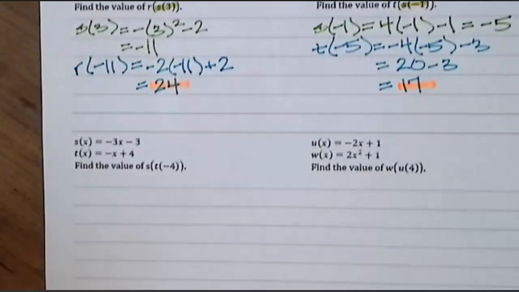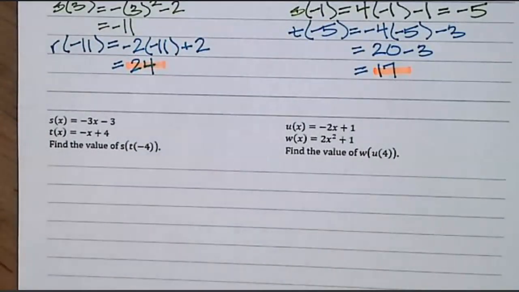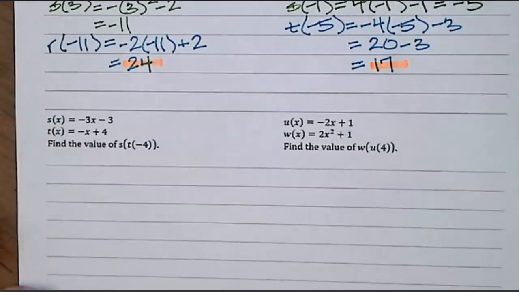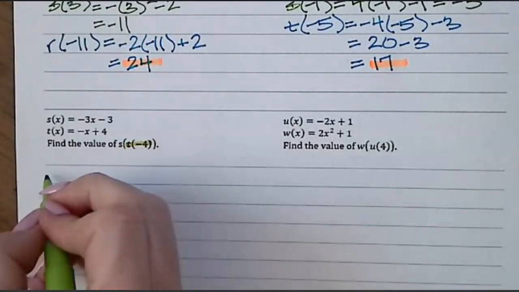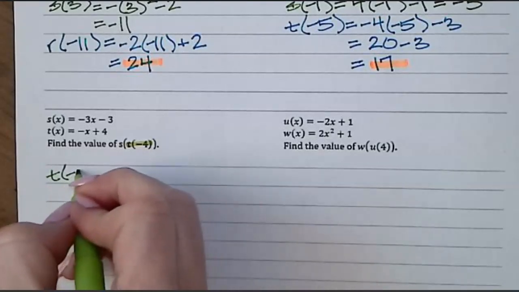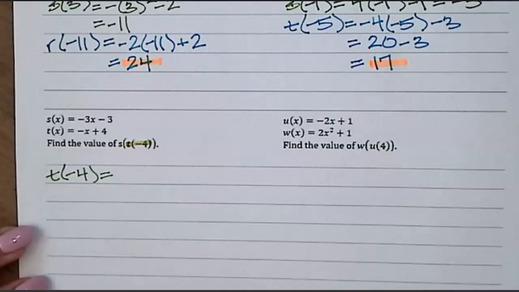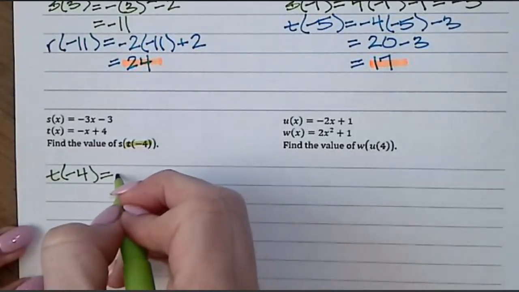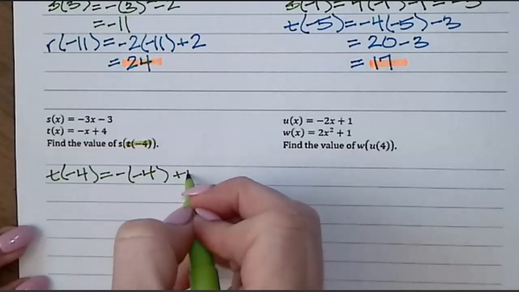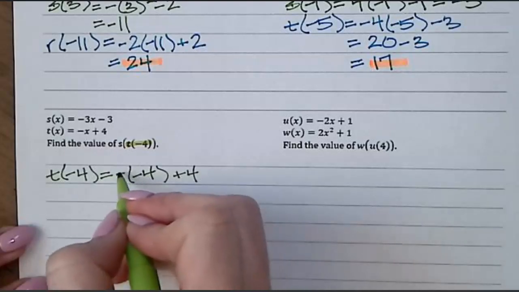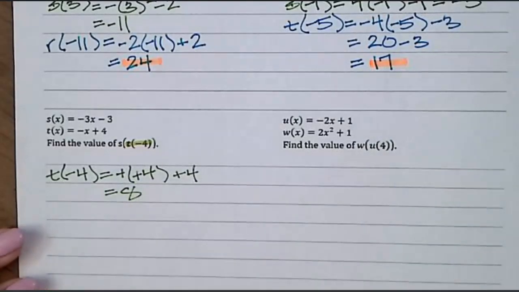Let's do one more. Here we want the value for s of t of negative 4. So I'm starting with t of negative 4. That means I go into t, and everywhere I see an x, I replace it with a negative 4. So I have negative 4 plus 4. Negative times a negative is positive. 4 plus 4 is 8.